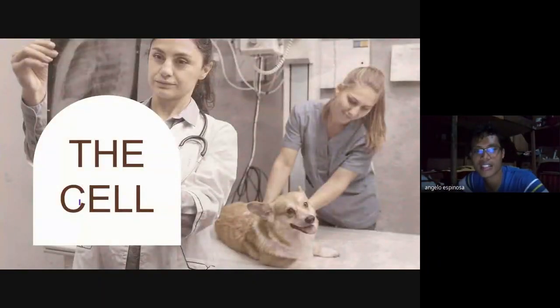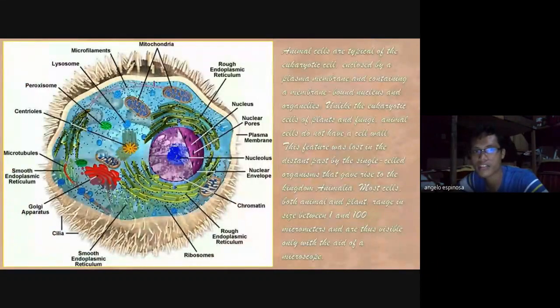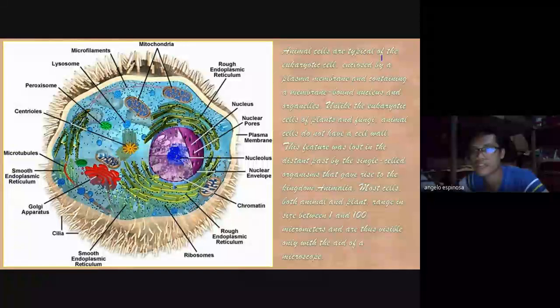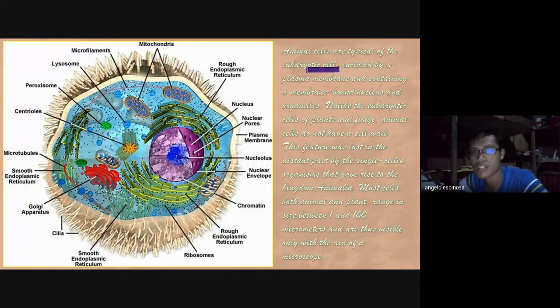Yeah, next topic is the cell. Okay, introduction of animal science. Our topic is the cell. So this is what we call the parts of the cell. We all know that animal cells are typically eukaryotic cells. So ano ibig sabihin ng eukaryotic cells?